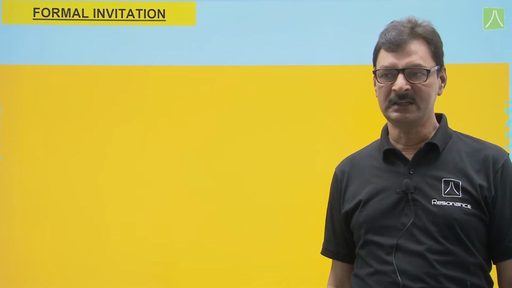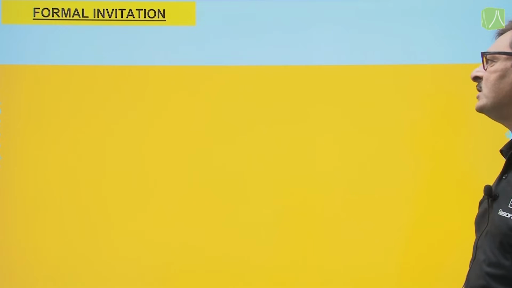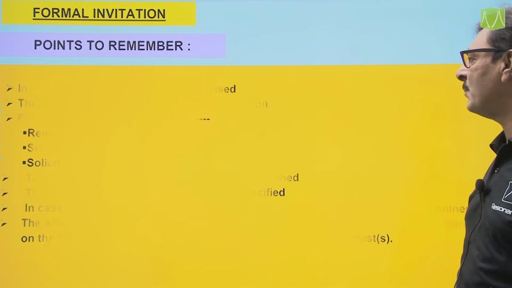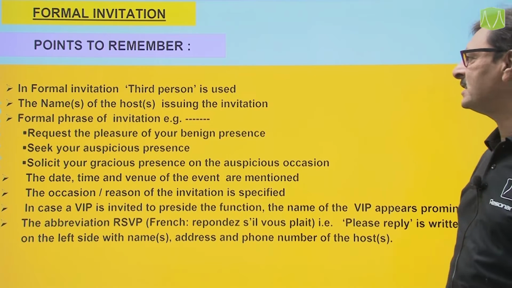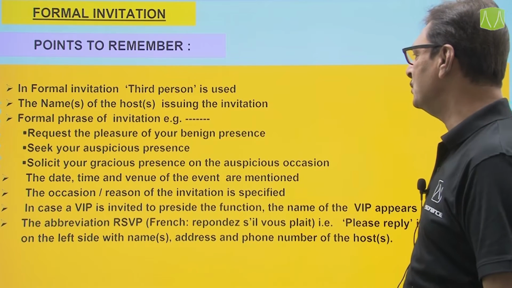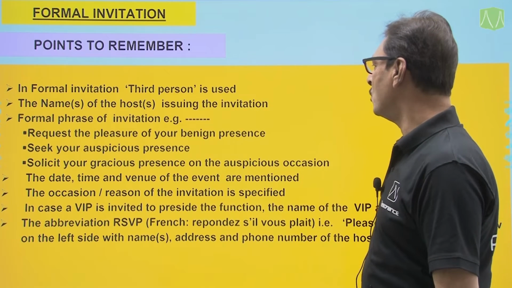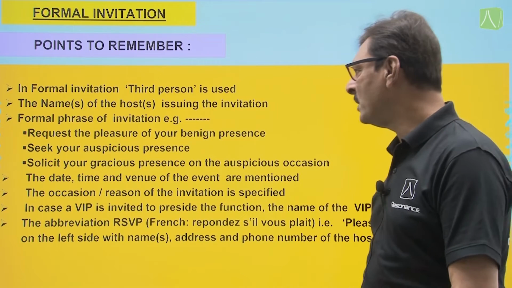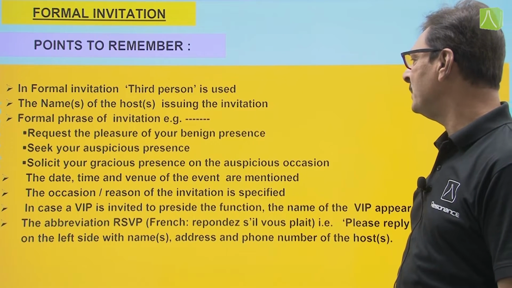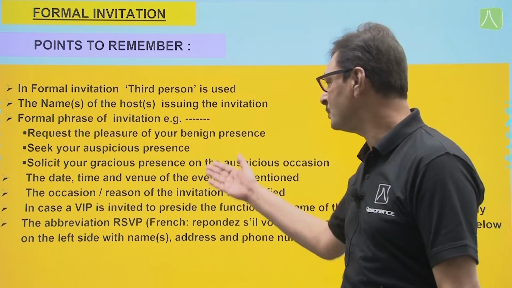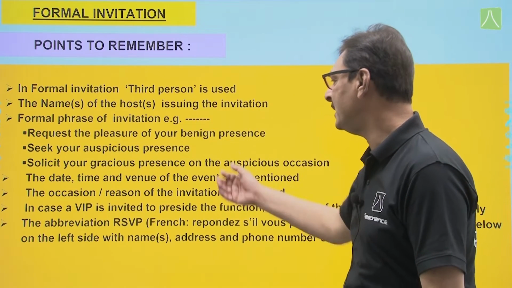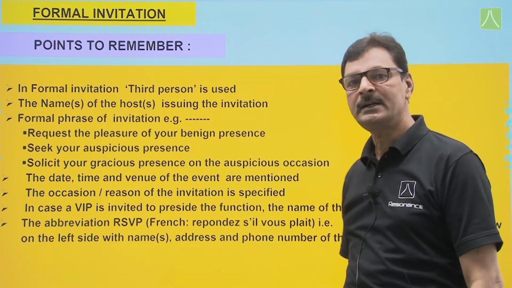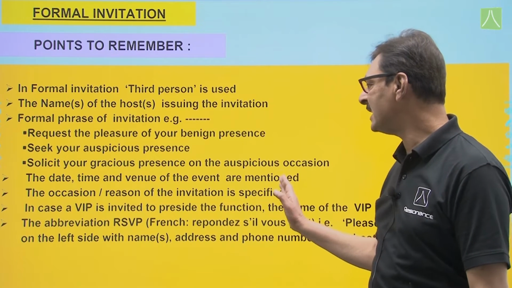as the informal invitations. So let's focus on the points you have to remember where drafting of formal invitation is concerned. So these are the points you have to keep in mind. In formal invitation, always the third person is used. The name of the host issuing the invitation is mentioned. Just below it, put up the formal phrase, request the pleasure of your benign presence or seek your auspicious presence, or you can also add solicit your gracious presence. And this will be followed by the date, time and venue of the event, occasion or the function.